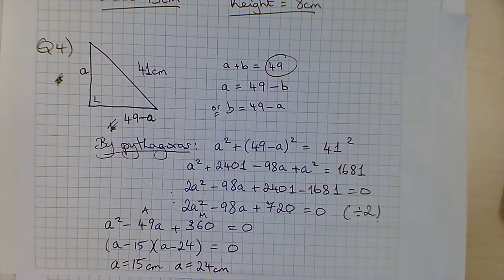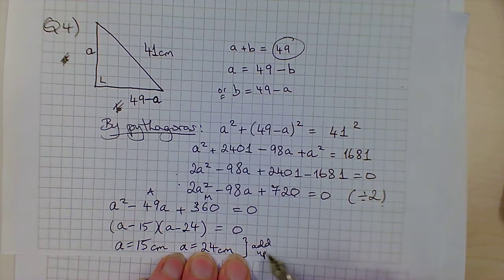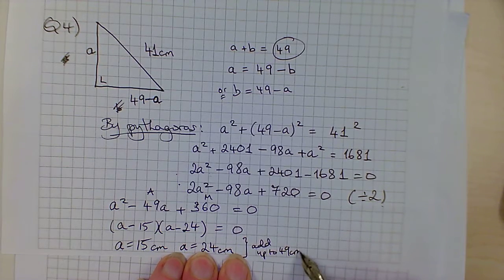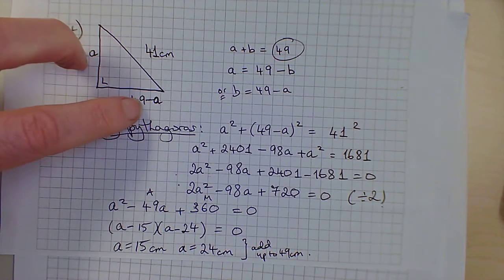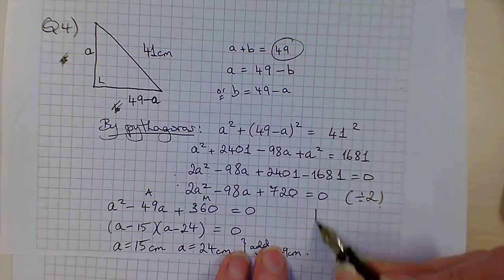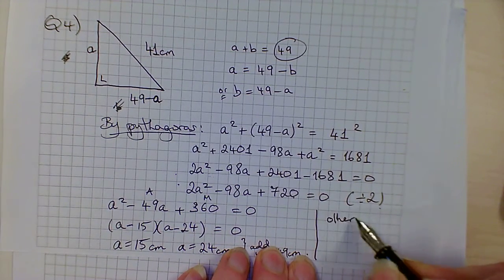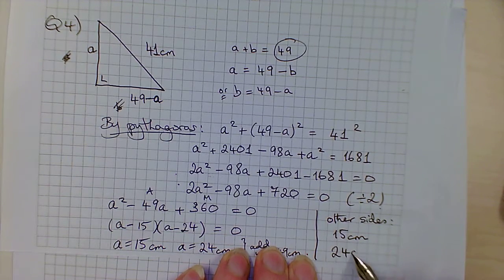Both of these are valid answers, and you'll notice that they add up to 49 centimeters. So if this one was 15, this one would be 24, but if this one is 24, this one would be 15. So my answers are the other two sides. The other sides are 15 centimeters and 24 centimeters.